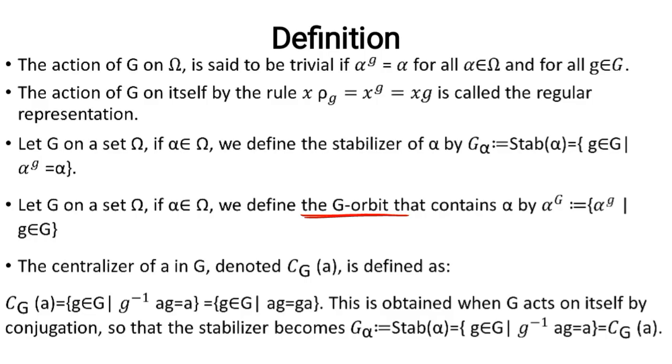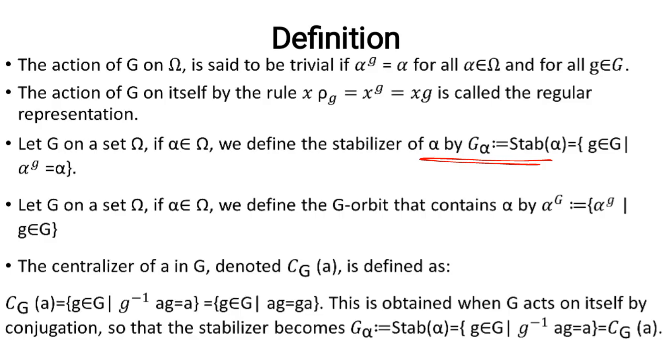It's given as alpha raised to the power capital G, and this is what it does: everything that small g acts on, where small g is taken from capital G. So that's the definition of our G orbit. Again, it's just collecting elements that g gives when g acts on alpha. Well, it doesn't fix it, that's what it means, because when it is fixed, we get the stabilizer, right?